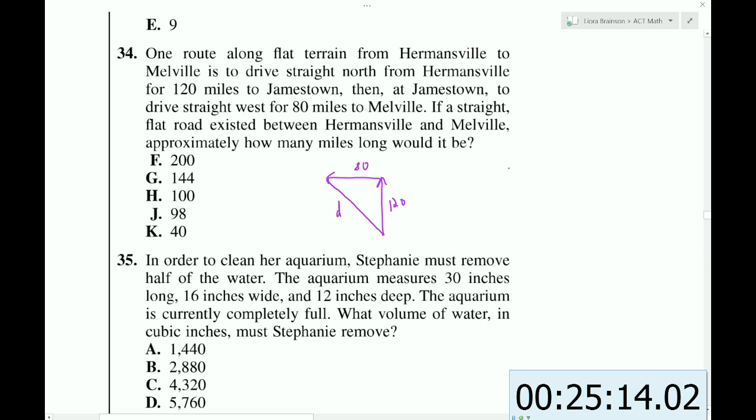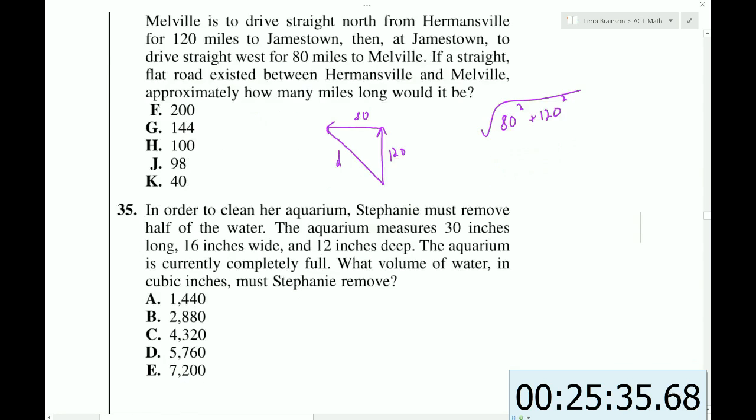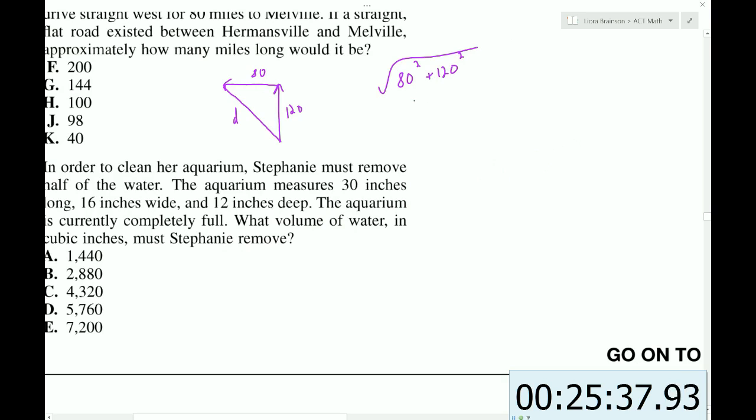It's worth checking. 8, 12, yeah, maybe not. Would it be? Let's see. Maybe not. So we'd have to do 80 squared plus 120 squared, square root. So in the calculator it would be super easy, but since we haven't been using it, let's try to keep it that way. 8 times 10 squared plus 12 times 10 squared.